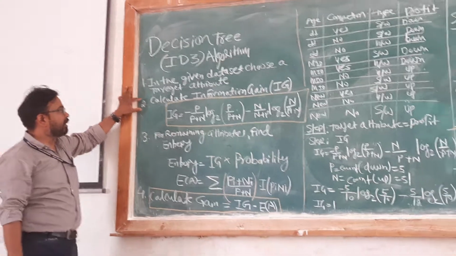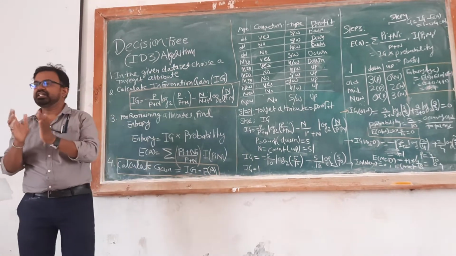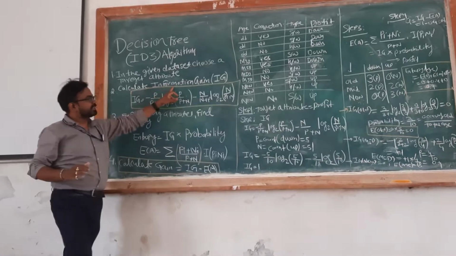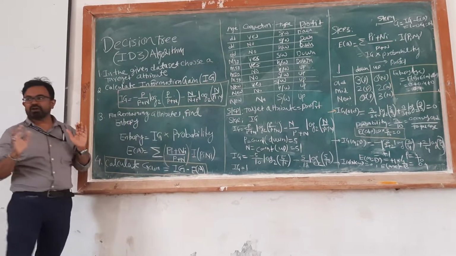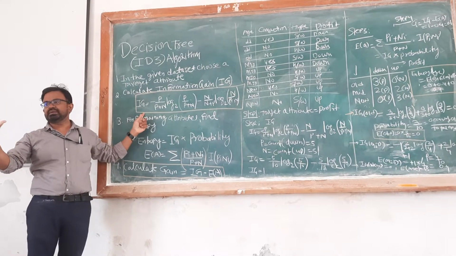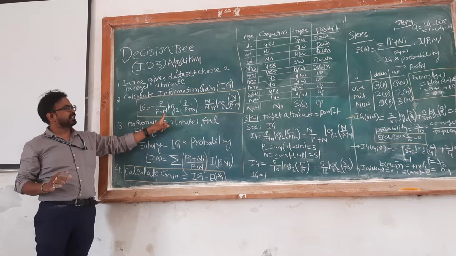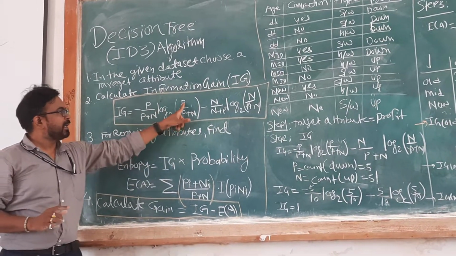Now come to the second part. Calculate information gain. In the decision tree we are calculating the information gain. Information gain is represented by IG. And what is the formula for information gain? How do you calculate it? A simple formula is there. IG is equal to minus p upon p plus n, log base 2 of p upon p plus n.